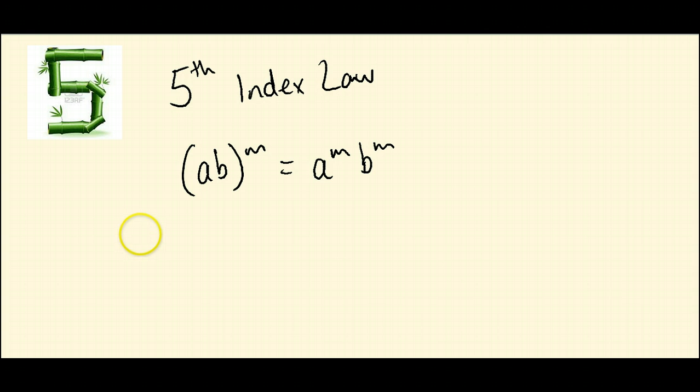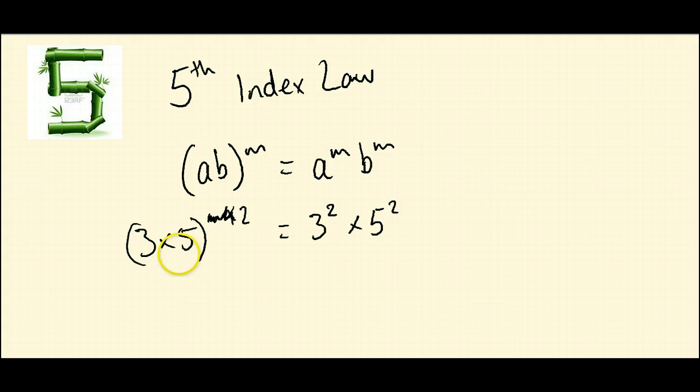Let's say we had inside some brackets 3 times 5, and that bracket was raised to the power of, let's make it 4. Actually, that's going to end up being too long. Let's make it to the power of 2. Okay, so the index law says we're going to have 3 to the power of 2 times 5 to the power of 2. I've raised each of the things inside the bracket to that power outside the bracket, which was a power of 2. So you can see how it mirrors the format of the law there. 3 squared times 5 squared.